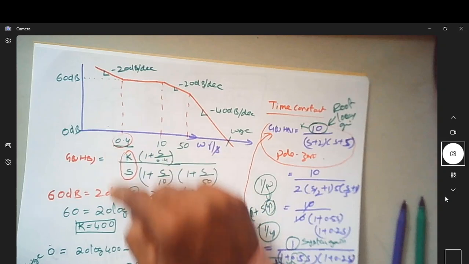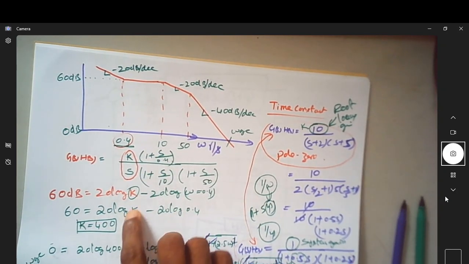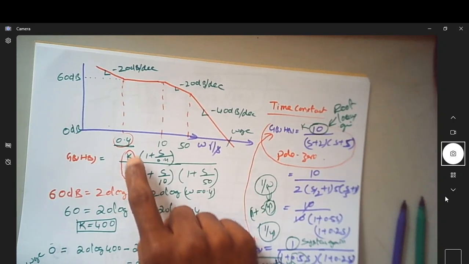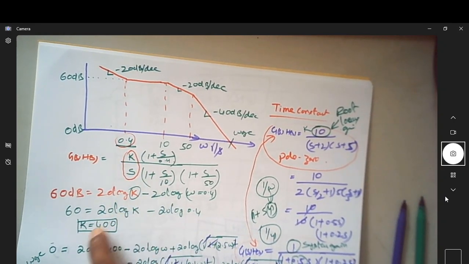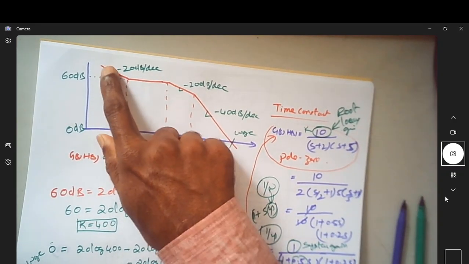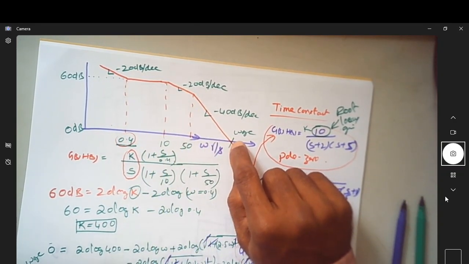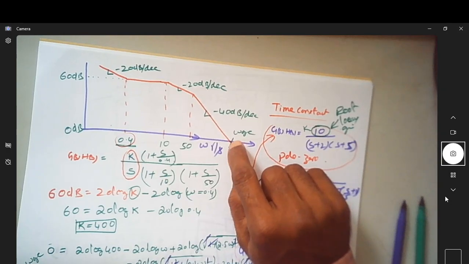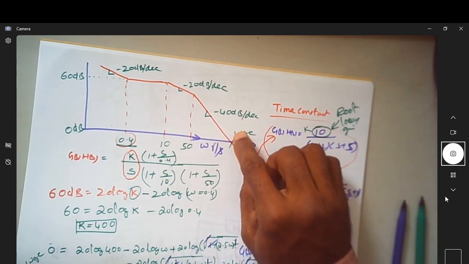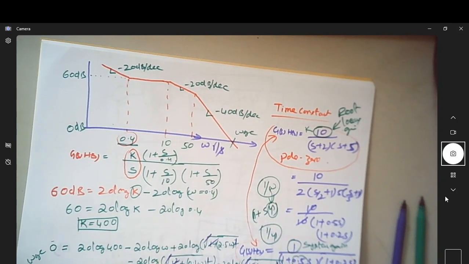corresponding frequency and write the terms which are contributing at that frequency. At frequency of 0.4, only k and s are contributing, so we wrote this. Then we found the value of k as 400. Then we wrote all the equations that are contributing to omega gc. Since omega gc comes after all the cutoff frequencies, naturally all the terms have to be included here.